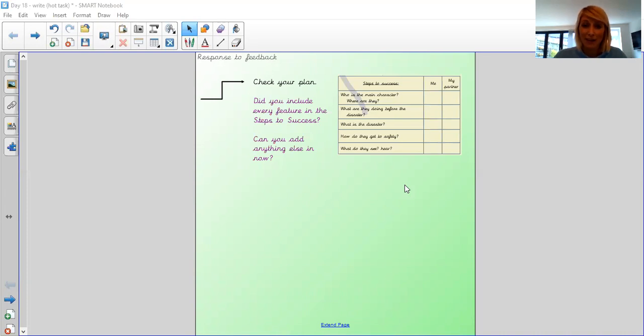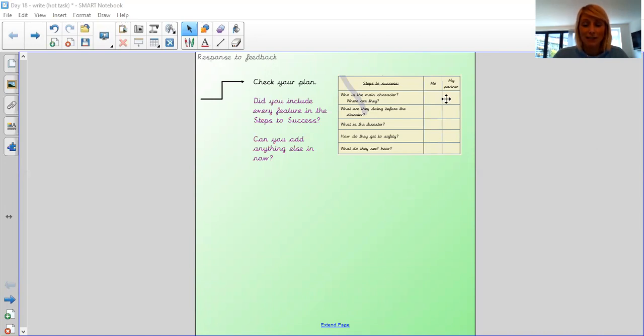We've been working really hard to plan our invented stories, so we're coming towards the end of our unit now, and today you're going to be writing your hot task, your final piece of writing for this unit of work. So just to begin, I'd like you to take the opportunity now to check your planning. Over the last few lessons we've been planning our invented story, so look back at your planning.